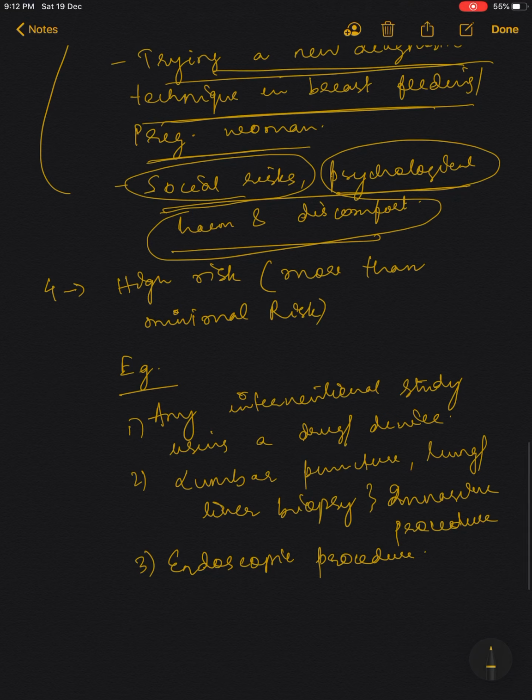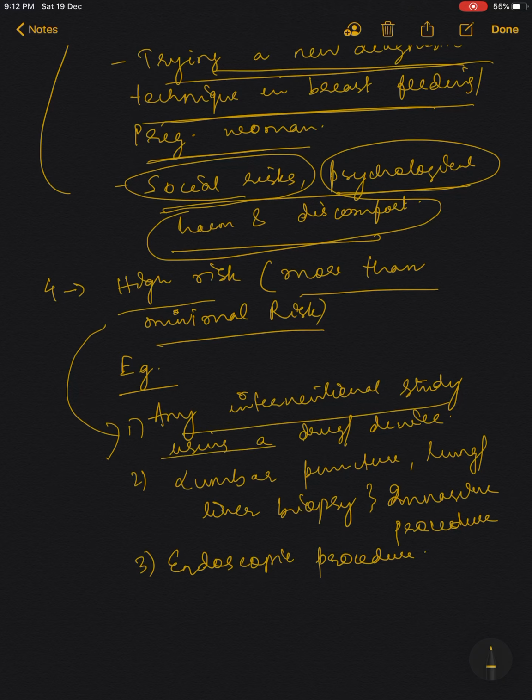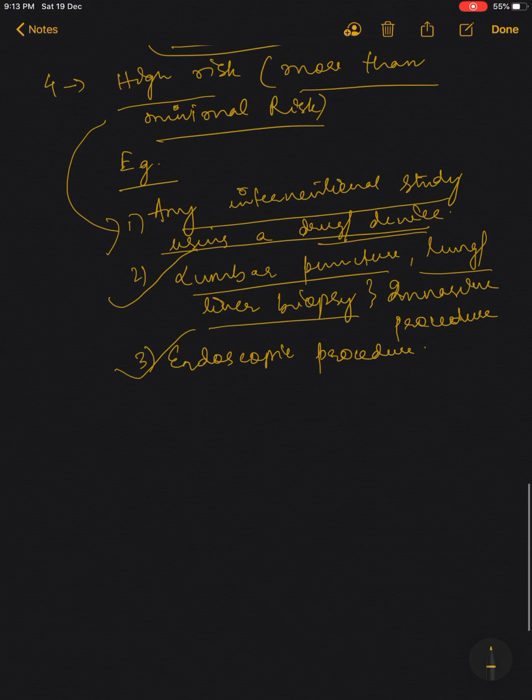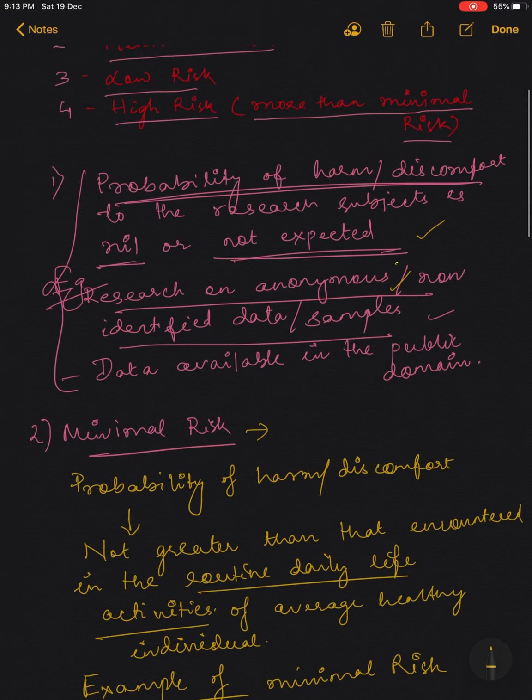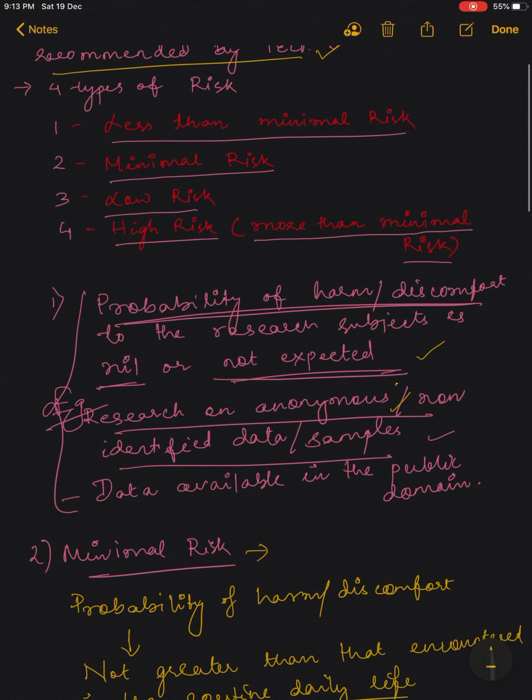Now coming to the fourth criteria, that is high risk or more than minimal risk. Under this goes the example of any interventional study using a drug or device, invasive procedures like lumbar puncture, lung or liver biopsy, and endoscopic procedures. So based on this, there will be a type of review by the ethics committee. The type of review will be discussed in the next lecture, which are expedited review, exempted review, and full committee review. So these things will be discussed in my next lecture.